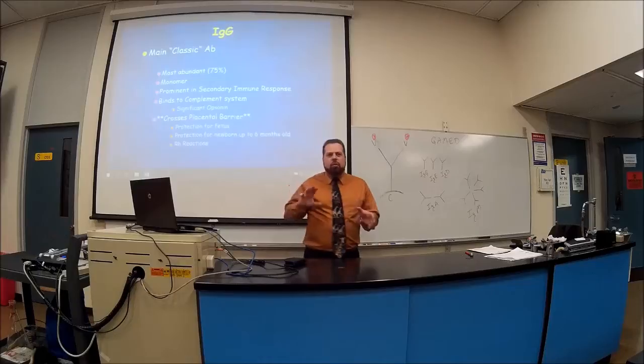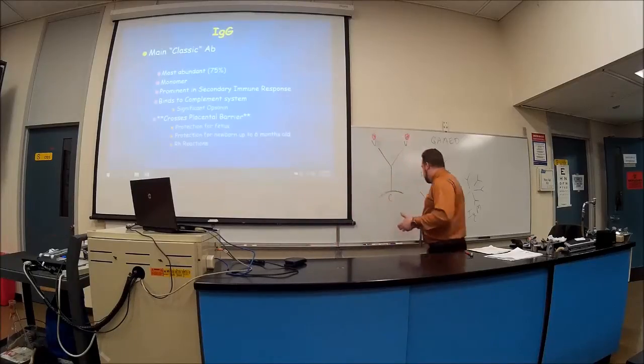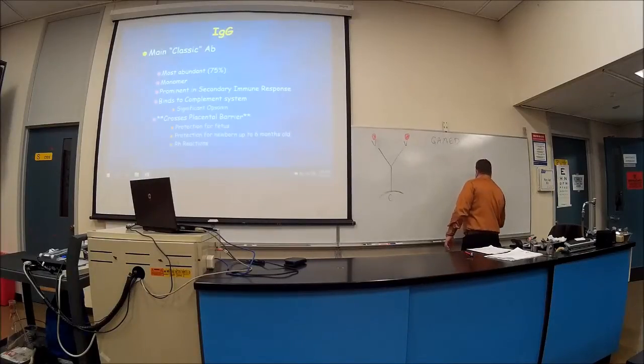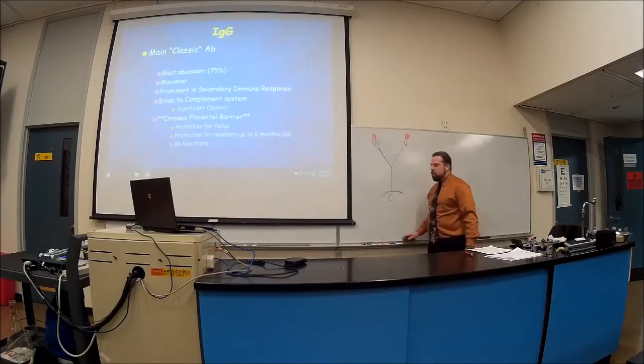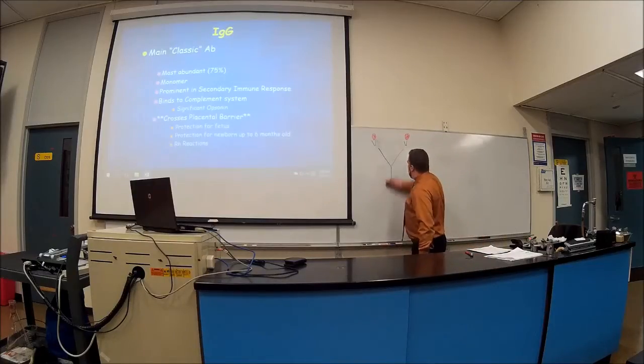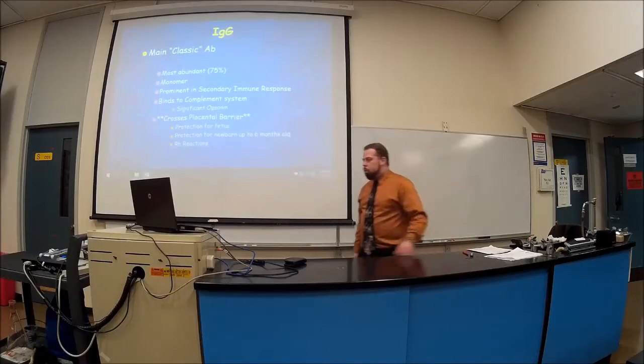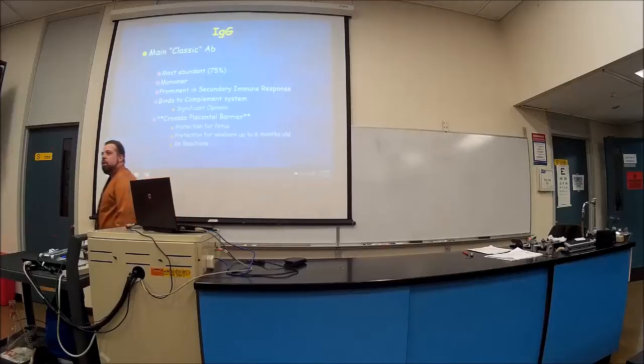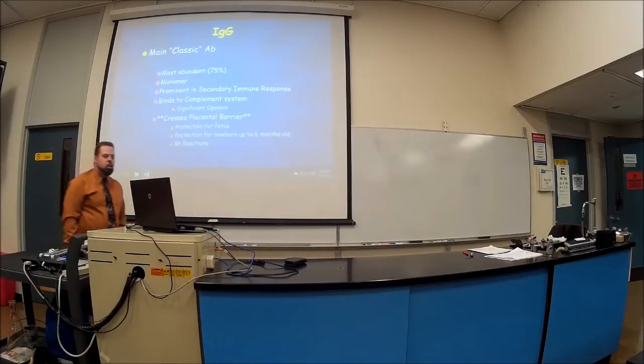I have one slide for each one of these, and these are the things that you should know about them. IgG is what we consider our classic immunoglobulin, our classic antibody. It's the most abundant, and is 75% of antibodies in our body.